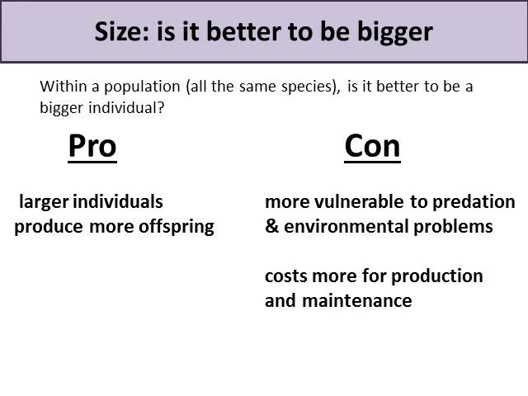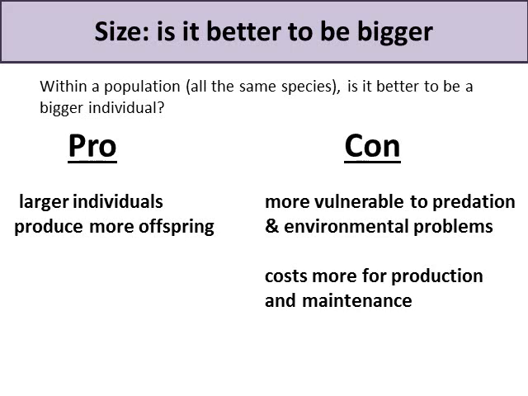So the first one we're going to look at is size. So is it better to be bigger? Now, in general, within a population, and I'm talking all the same species, right? So you're in a population. Is it better to be a bigger individual? Well, there's a trade-off associated with size. So the advantage is that larger individuals, in general, have more offspring. So if you grow bigger, potentially you can increase your fitness.